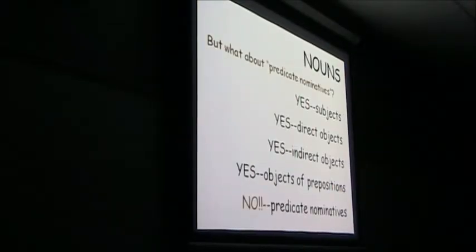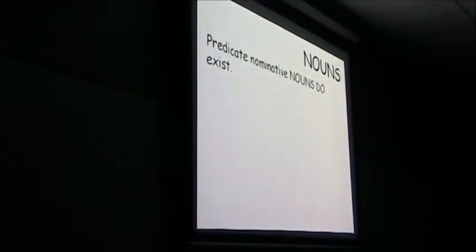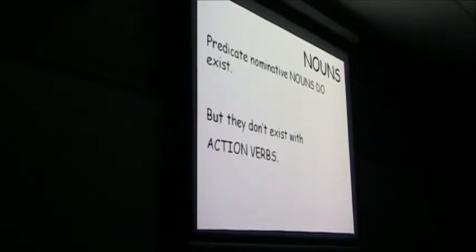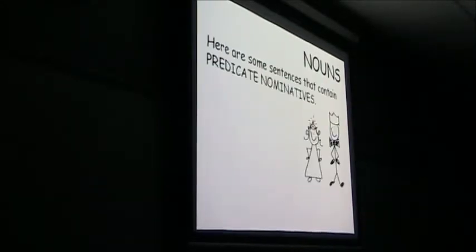Okay, but what about those predicate nominatives? We still haven't seen them. Predicate nominative nouns do exist, but they don't exist with action verbs. They only exist with something called a linking verb. When you think of linking, you think of connecting one thing to another. So here are some sentences that contain what we call predicate nominatives.